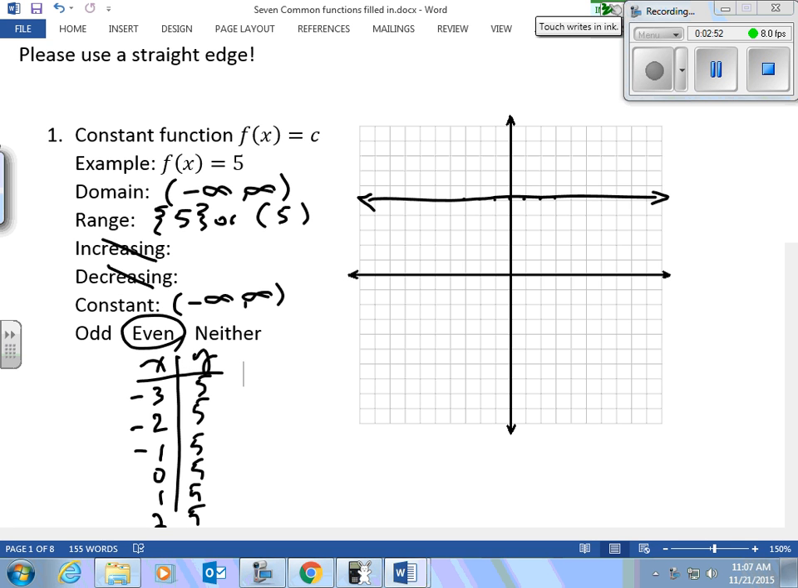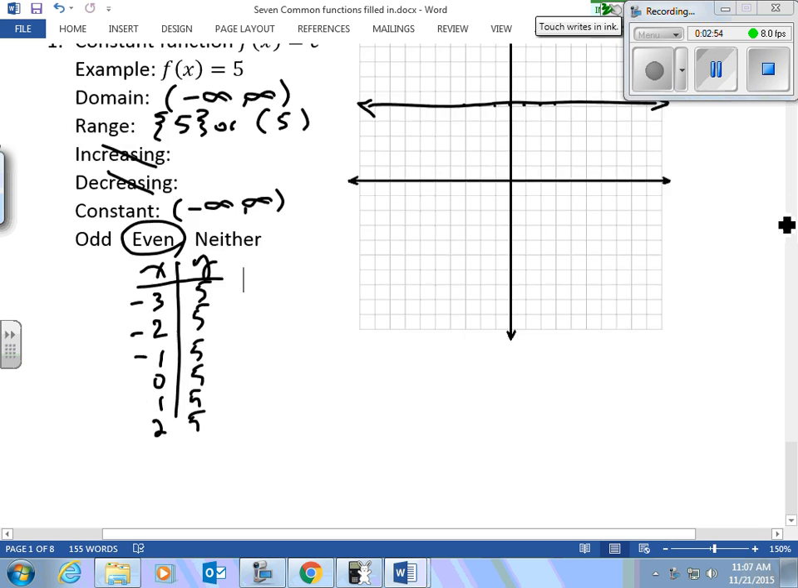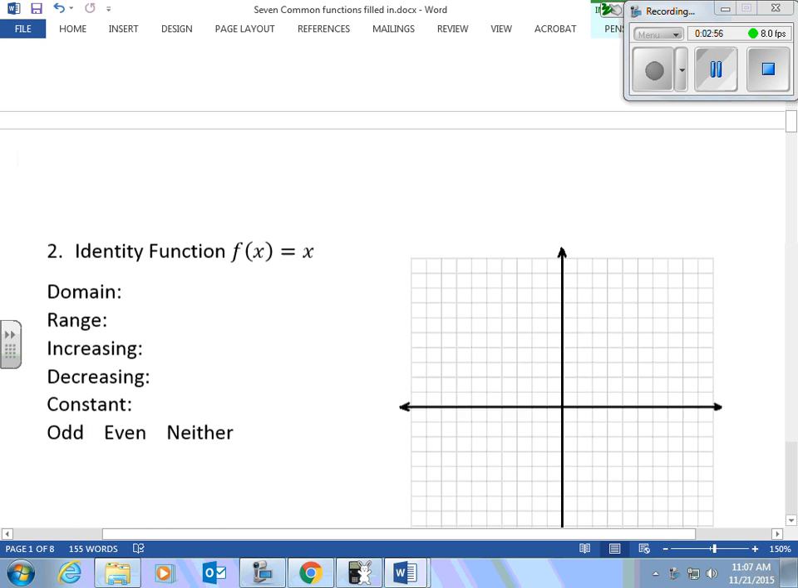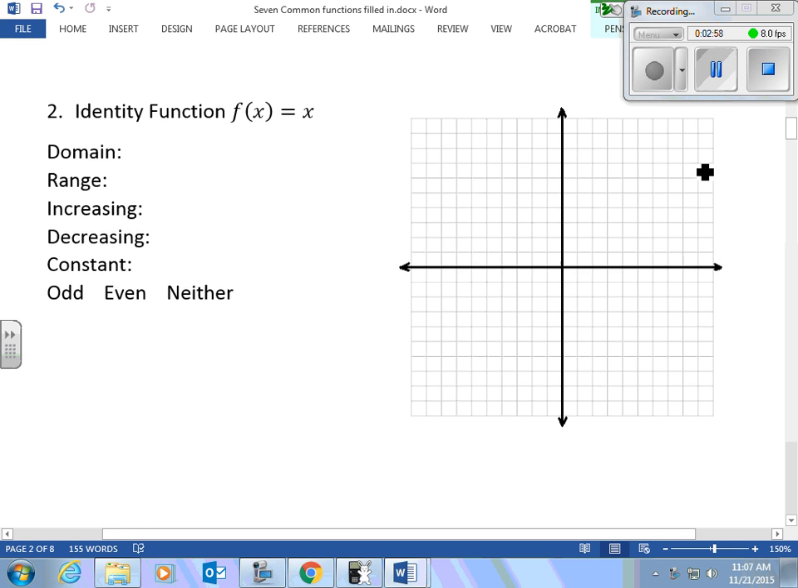Okay, so let's take a look at our next function. This is called the identity function. It's f at x equals x. So think of it in terms of y equals x. So again, let's come up with a table of values. And when you're actually sketching these, you may find that you don't actually need the table of values, but it's helpful to see it the first time that you graph it.